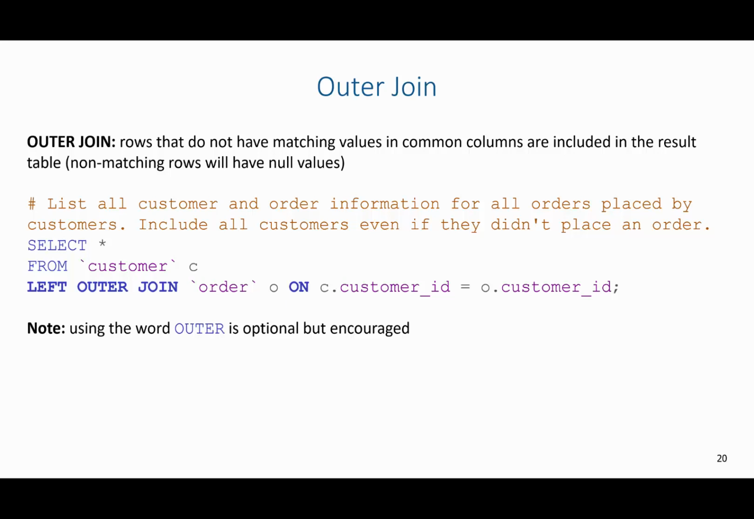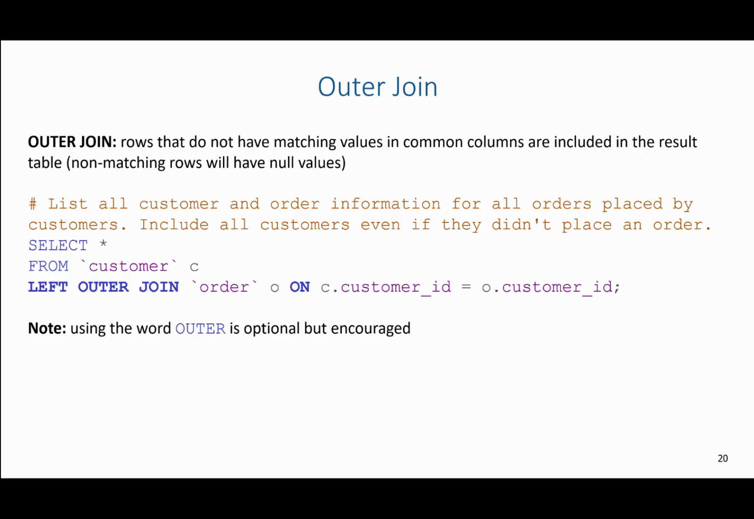So I'd say select star from customer with an alias of C, left outer join order with an alias of O, and then I would join on c.customerID equals o.customerID. Now the keyword left here means that I'm going to include all the records from the table that immediately precedes the keyword left, in this case customer. I could also use right outer join, which would include all the rows from the table that immediately succeeds the keyword right. Now outer is an optional word, but it is encouraged to use.